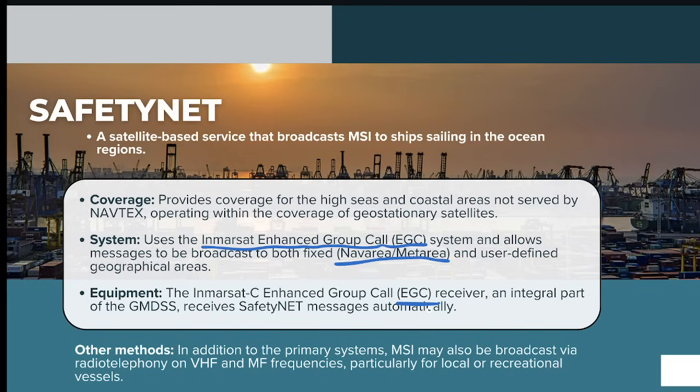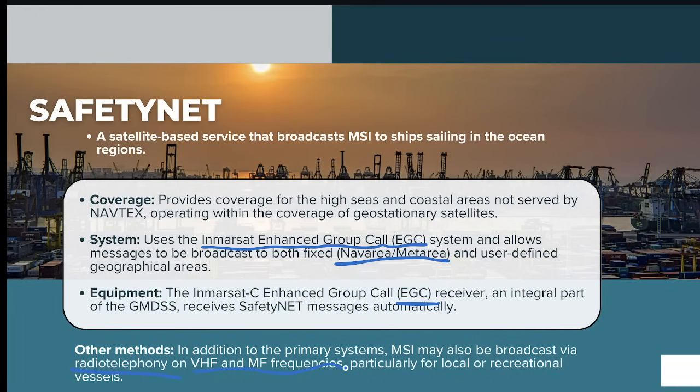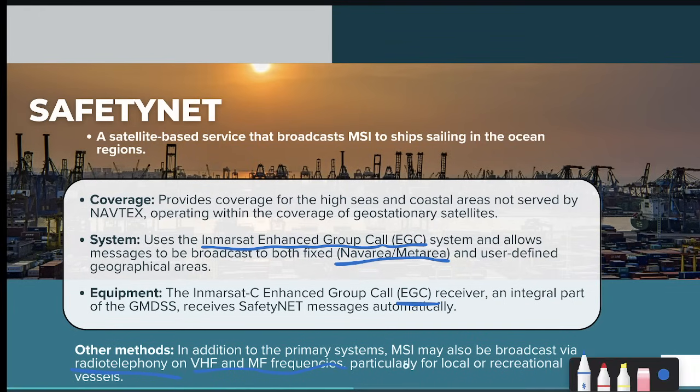Other than this, as an additional primary system, the MSI may also be broadcast by radio telephony on VHF and MF frequencies, particularly for local or recreational vessels.